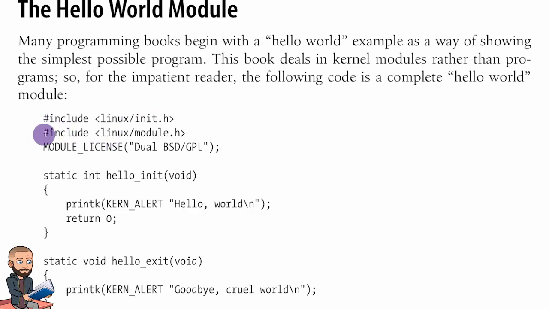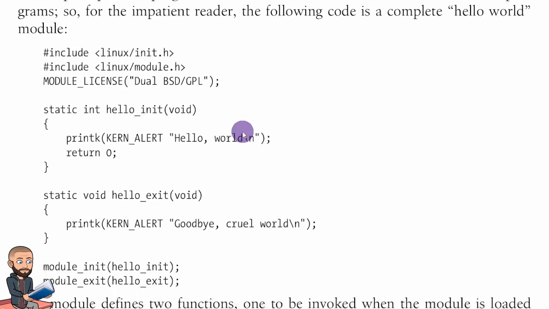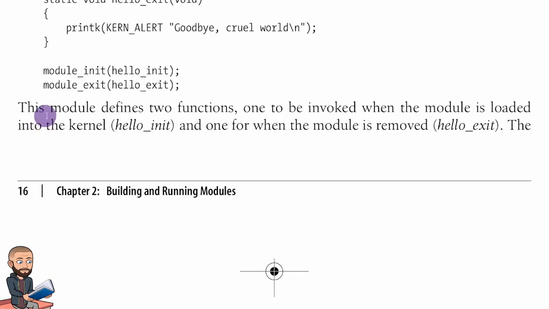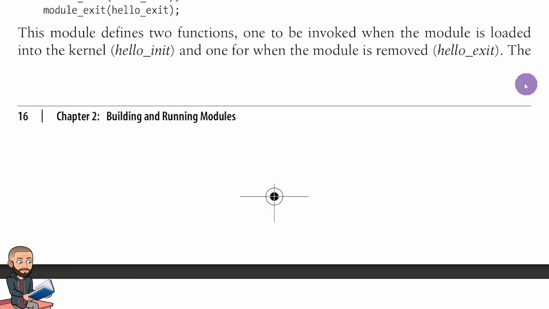So first we're going to include the init.h and module.h libraries. Down here is the Hello World, and then over here is Goodbye Cruel World. So hello_init and hello_exit, and there they are called there. So this module defines two functions, one to be invoked when the module is loaded into the kernel, hello_init, and one for when the module is removed, hello_exit.